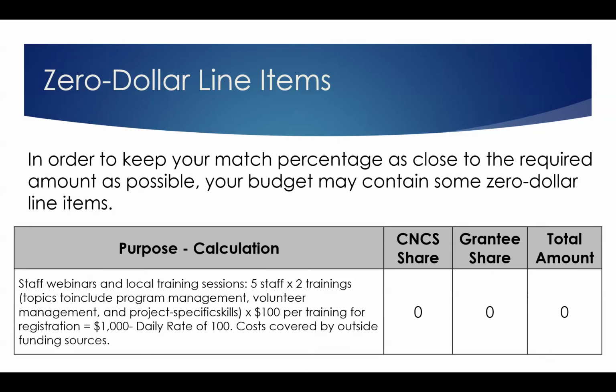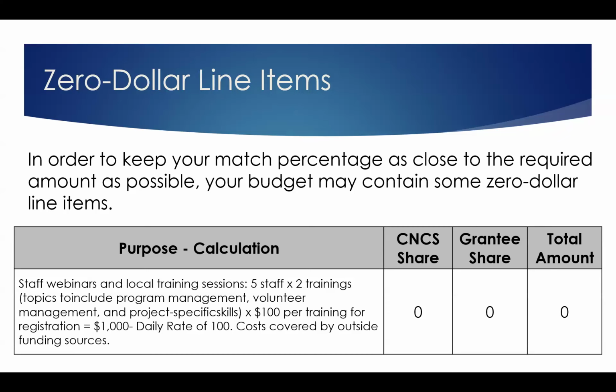I do have a question. Does that mean it counts in the match section? Are you going to be looking to cross-reference that if that's in the match, it's also here? No, you're going to have 0 for grantee share and 0 for CNCS. So there's no dollars allocated to our match for this line item.